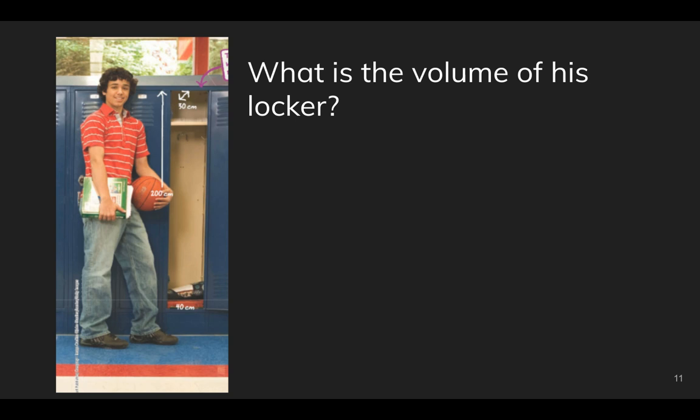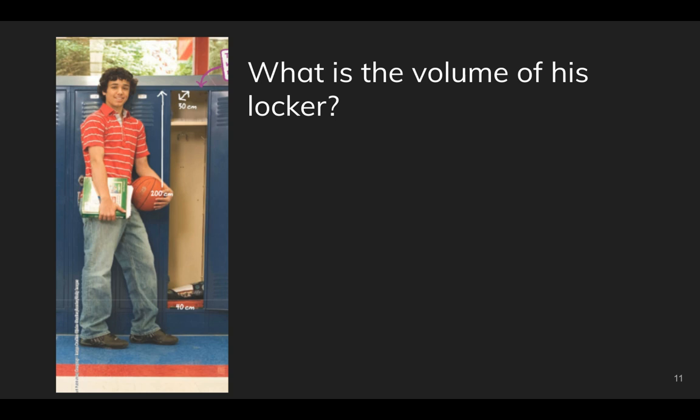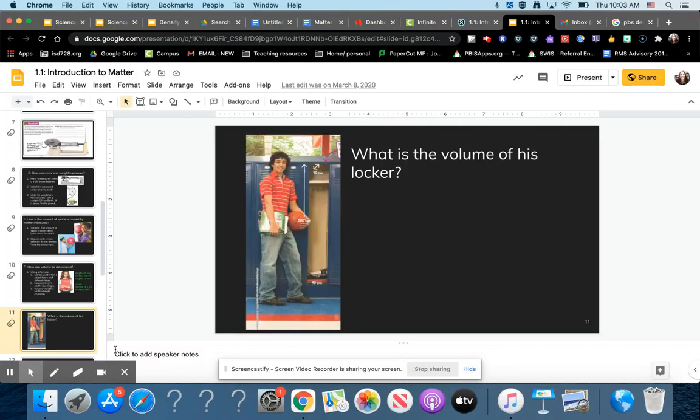So if we wanted to find the volume of this locker, we have a height of 200 centimeters, it looks like, a depth of 30 centimeters, and a width of 40 centimeters. So we would take 200 times 40 times 30. So let me get my marker and I can draw on here, all right?